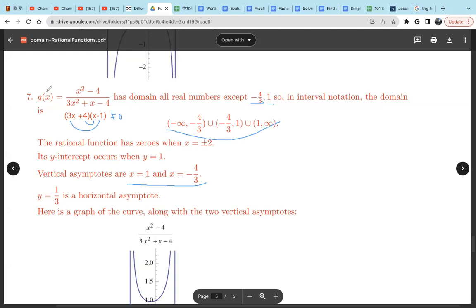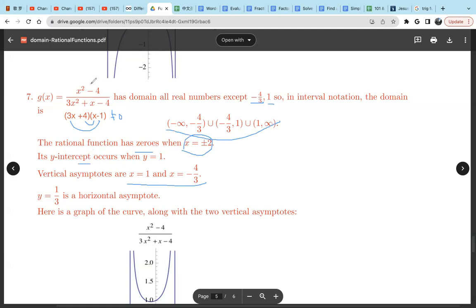Find the zeros or the x-intercept. We set the numerator to be 0, x squared minus 4 equals 0. That means x minus 2 times x plus 2 equals 0. So x equals plus or minus 2. Okay, so the y value is 0, because 0 means x-intercept.